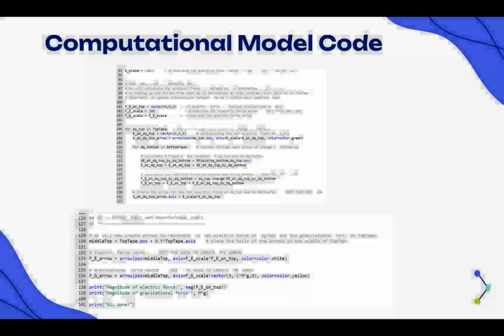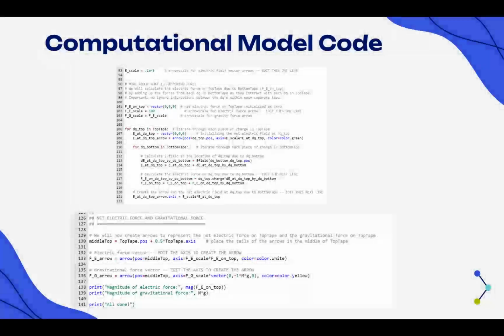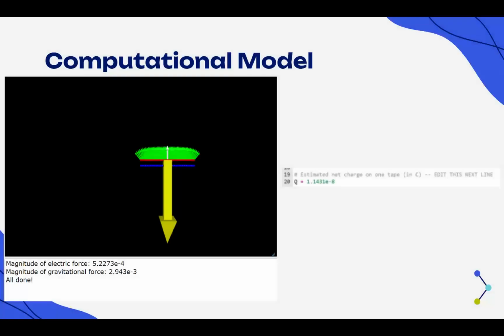Next, the first part of the code you see from 93 to 103 was me actually creating the tape in the model. The nested for loop has the purpose of calculating the electric force for the model. And at the bottom, lastly, we calculate the gravitational force and create all the numbers and arrows that will be listed in the model, which you'll see now.